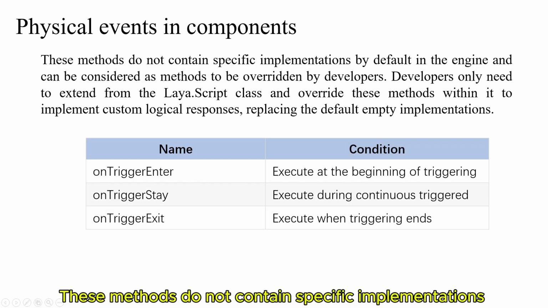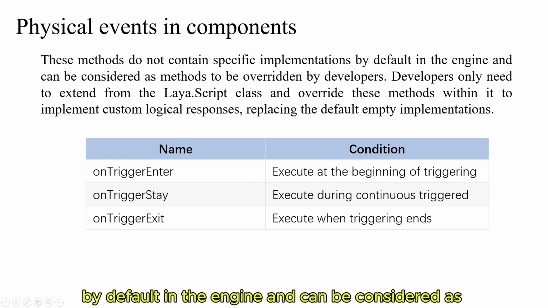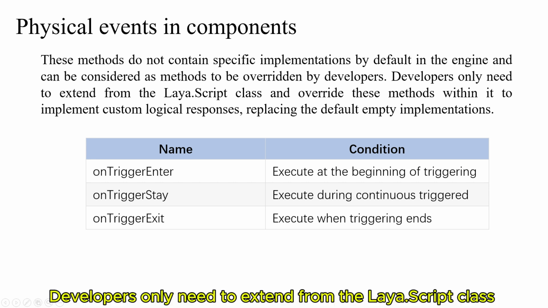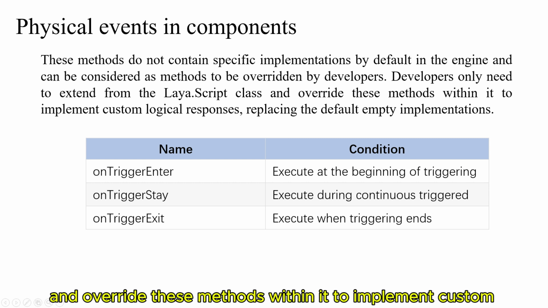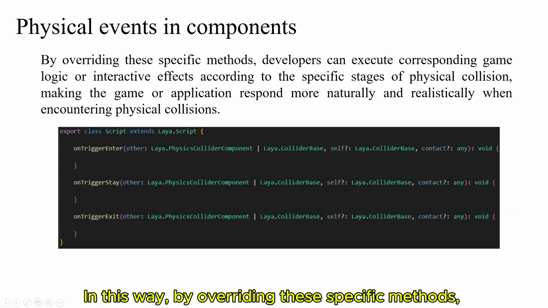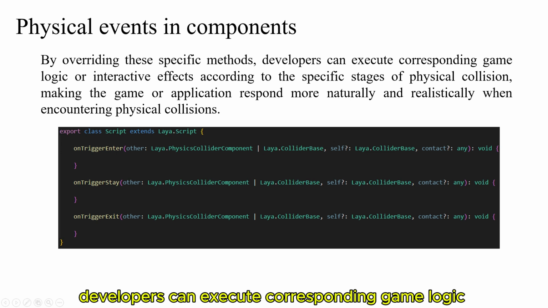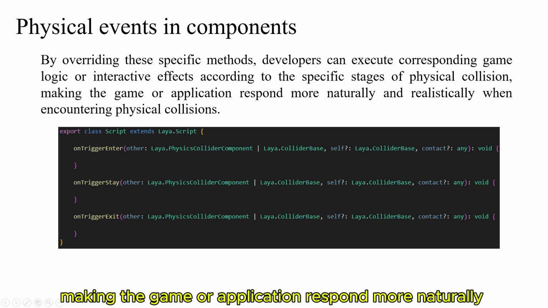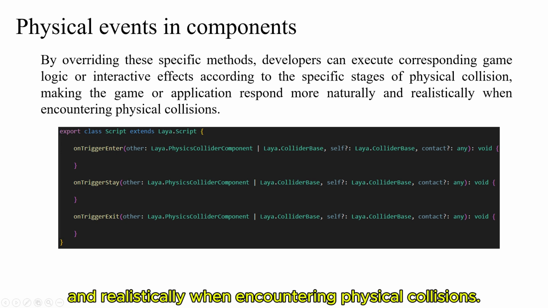These methods do not contain specific implementations by default in the engine and can be considered as methods to be overridden by developers. Developers only need to extend from the Laya script class and override these methods within it to implement custom logical responses, replacing the default empty implementations. In this way, by overriding these specific methods, developers can execute corresponding game logic or interactive effects according to the specific stages of physical collision, making the game or application respond more naturally and realistically when encountering physical collisions.